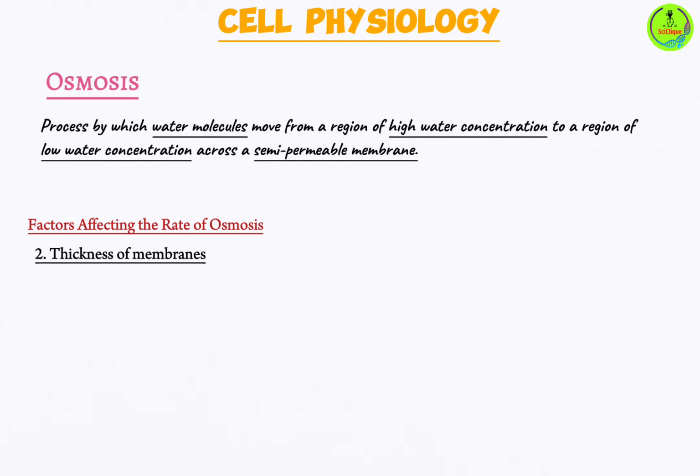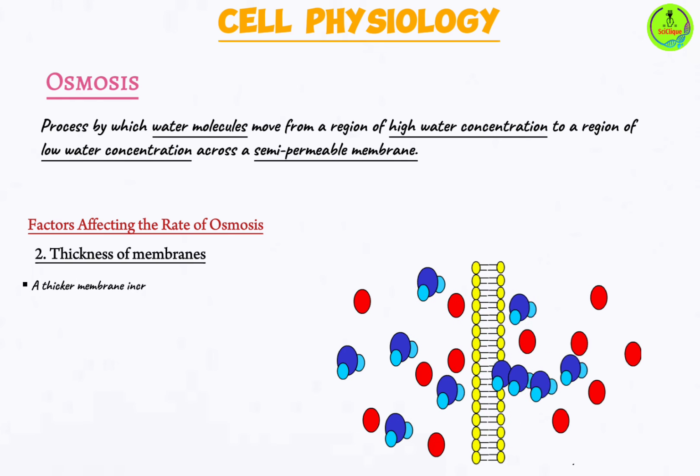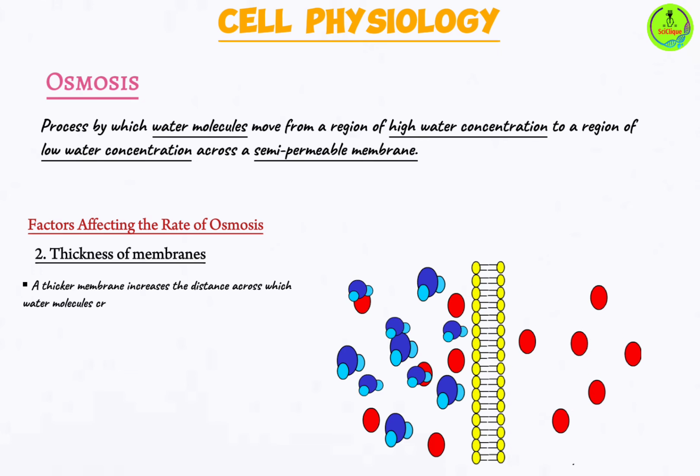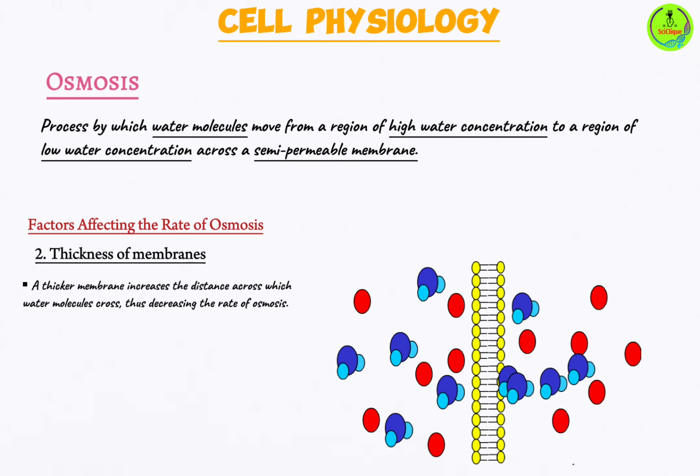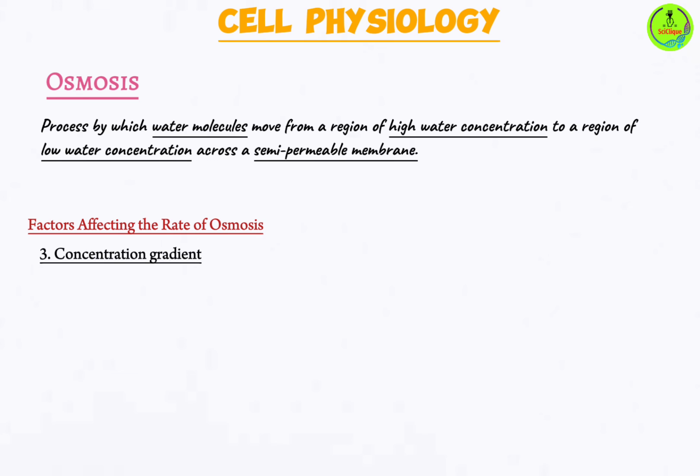Another is the thickness of the membrane. As mentioned, osmosis can only happen across a semi-permeable membrane. But if you have a membrane that is thinner, it's going to provide a shorter distance, and therefore water molecules are going to move at a faster rate. However, thicker membranes provide greater distance. So you're going to have a large distance that needs to be covered by the tiny water molecules, and therefore the rate of osmosis is going to be slower.